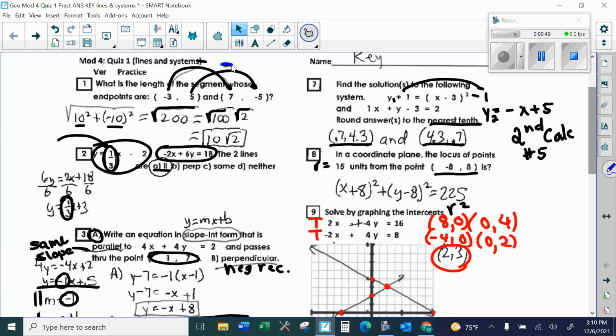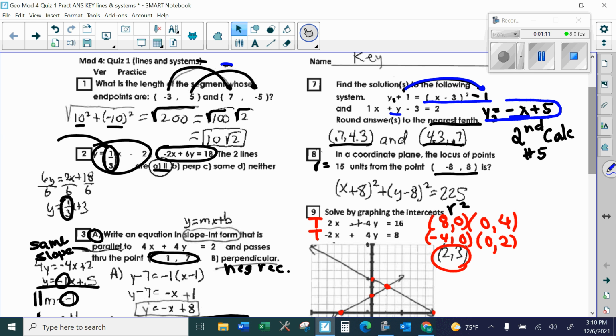Number 7, now we plug in the graphing calculator. But in order to plug in the graphing calculator, you need to solve for y. So I need to subtract that 1 across, and it becomes negative 1 over there. I type it right in like that in the graphing calculator. Then I need to solve for y here, so I subtract the x across, it becomes negative x, and I add the 3, and 2 plus 3 is 5. So there's my second equation right here.